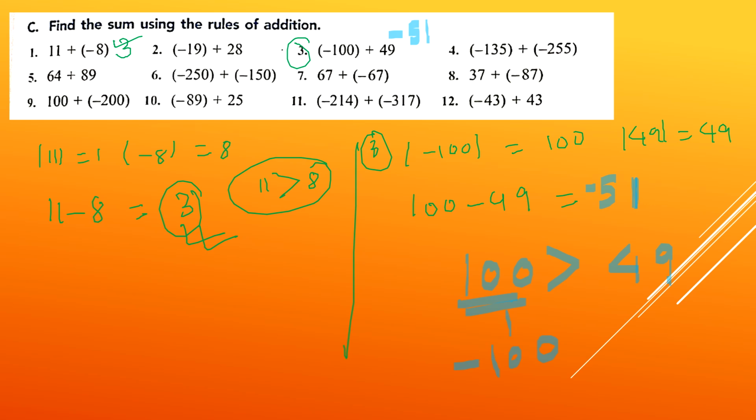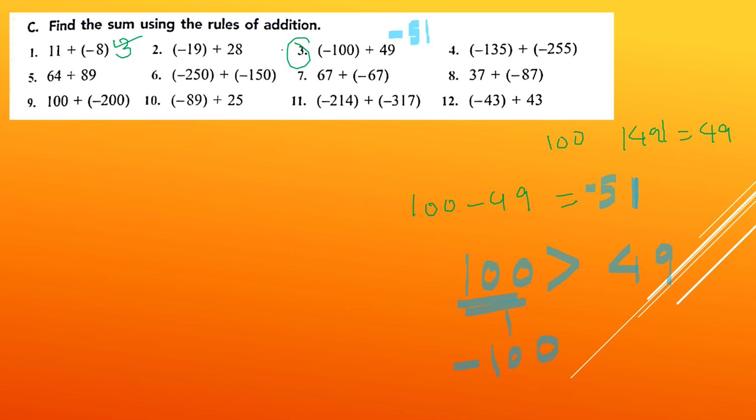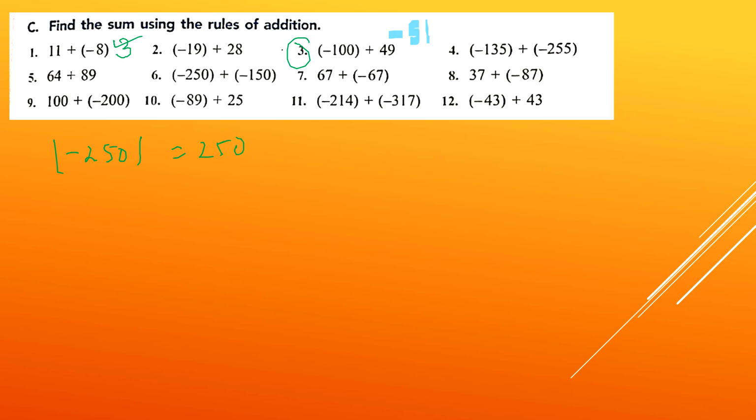Now, let us take the example of question number 6 here only. If you see question number 6, both of them are having negative sign. So what should be done in such cases? Let us concentrate on that. Here minus 250, its absolute value is 250. 150, its absolute value is 150. You will add the numbers as per the rule.